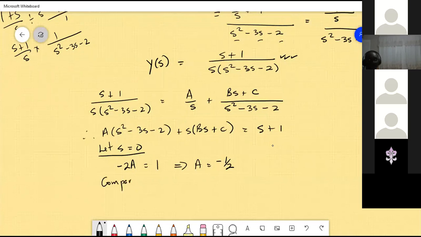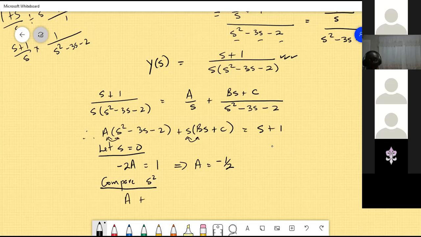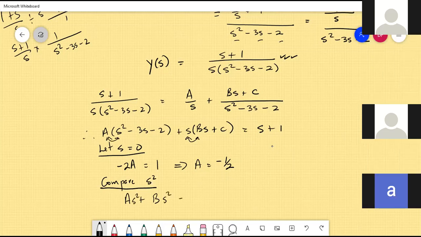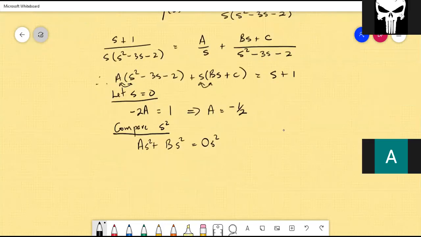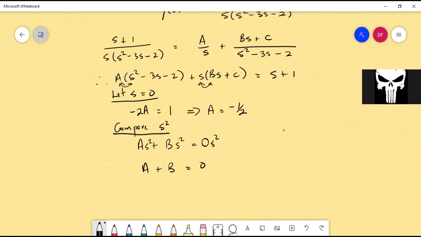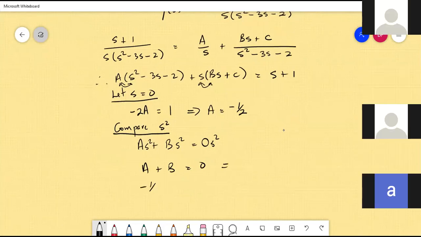Compare s squared. I'm not going to plug in any more numbers. You have as squared plus bs squared. There's no s squared over there, so you're going to have a plus b, that means that a plus b equals 0. So a is negative a half, all right, so that means that b is equal to a half.